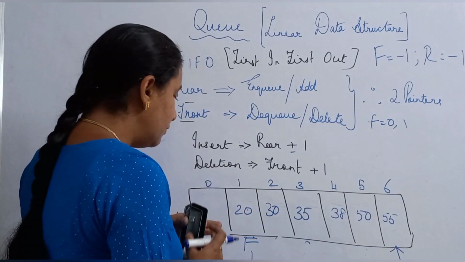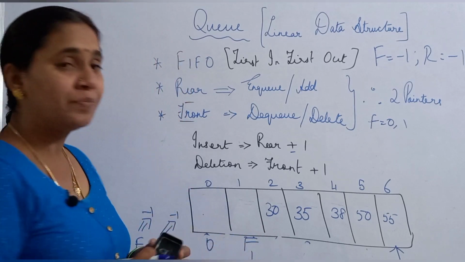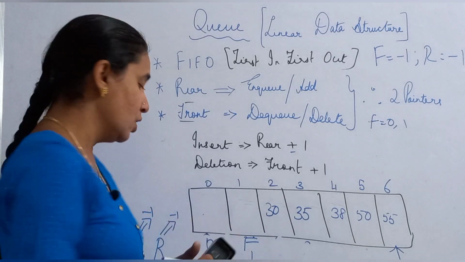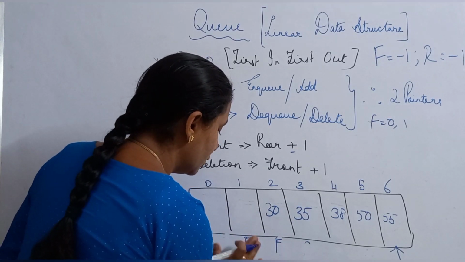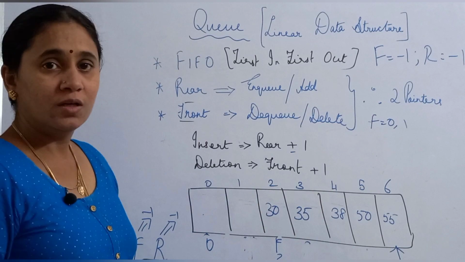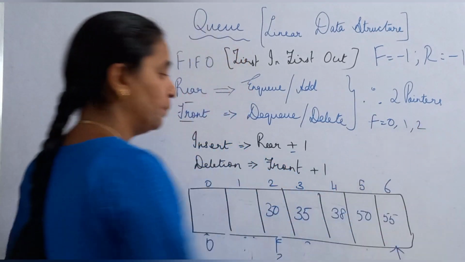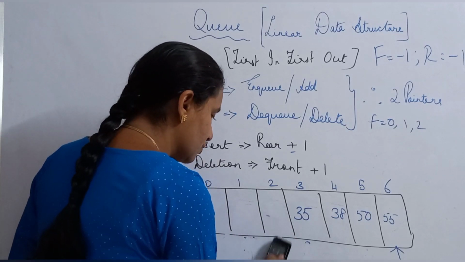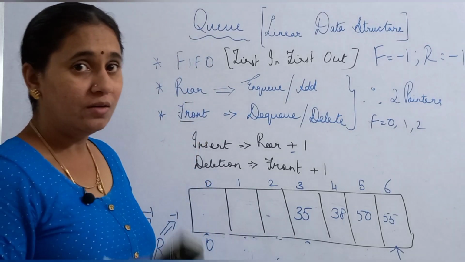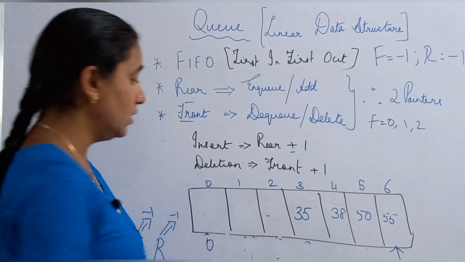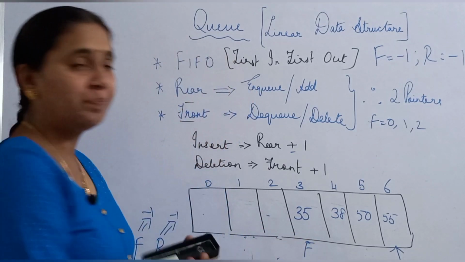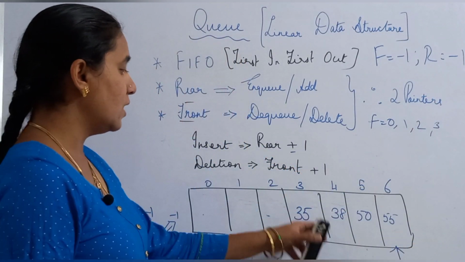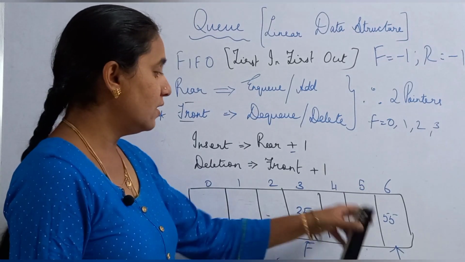Now if I delete this 20, which is the first element? The first element is 30, isn't it? So now front has to point to this, and the front value is 2. Now if I delete this 30 also, what will be the front value? The first value is 35, so F is going to point here. What is the F value? F value is 3. Like this I will be deleting all the elements until the last element is reached.